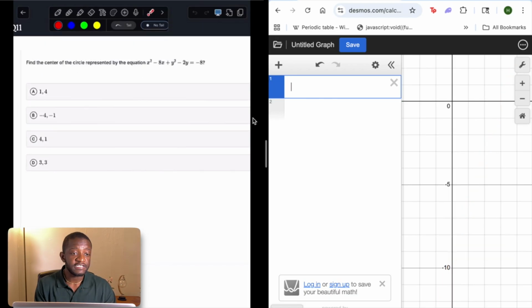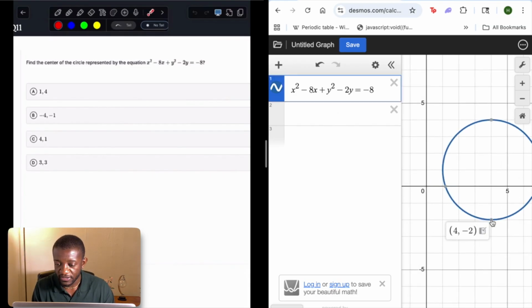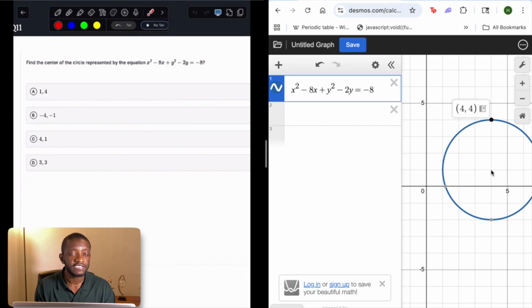Okay. And finally, it says find the center of the circle represented by the equation x squared minus 8x plus y squared minus 2y equals -8. So here they're asking for the center of the circle. So you can see here that the center would be the point in the middle of 4, 4 and 4, -2. It's right here.